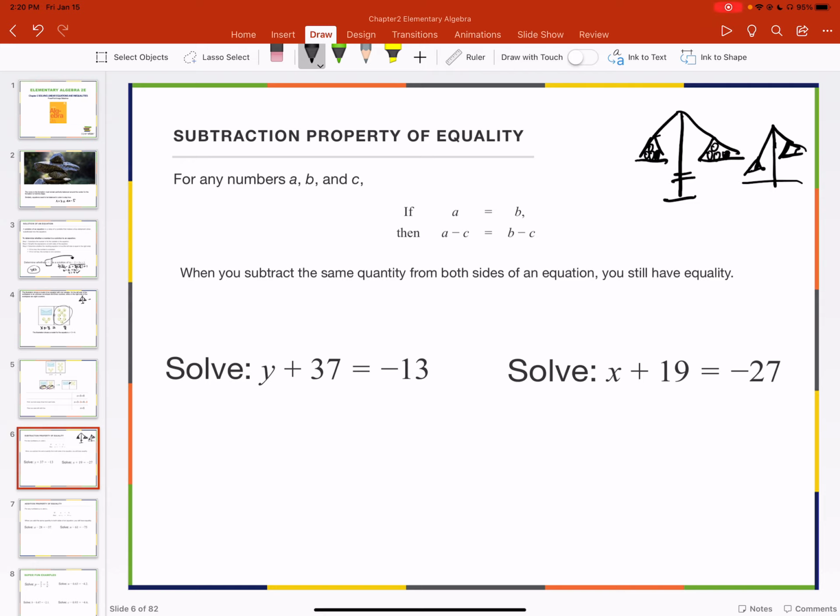So anytime you subtract something from one side of the equation, you need to do exactly the same to the other side so that you maintain equality.